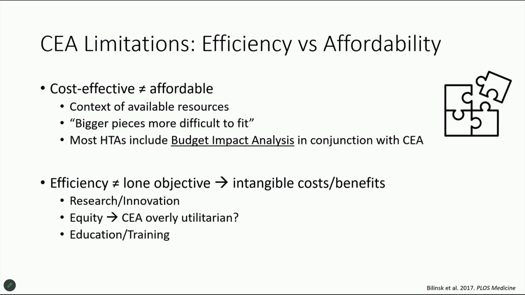Furthermore, cost effectiveness or efficiency isn't the lone objective. As we discussed already, research and innovation have intangible benefits which are difficult to quantify. Similarly, HTAs often strive to take equity considerations into account with more flexible willingness to pay in children and at-risk populations, orphan diseases, etc. Cost effectiveness at face value can certainly be perceived as a cold or utilitarian measure.